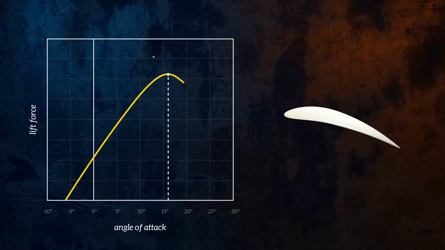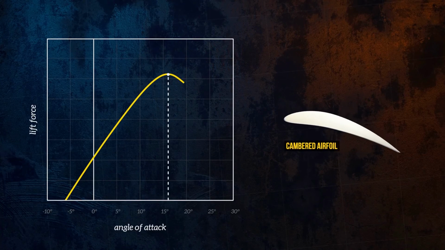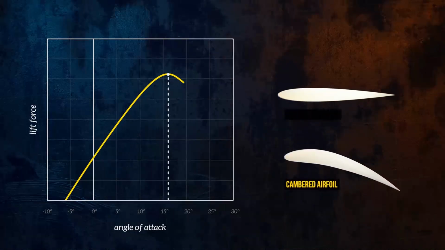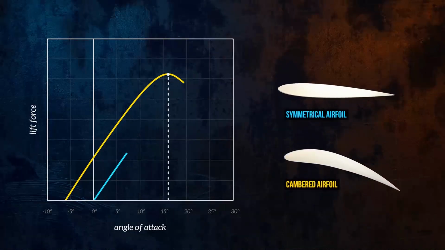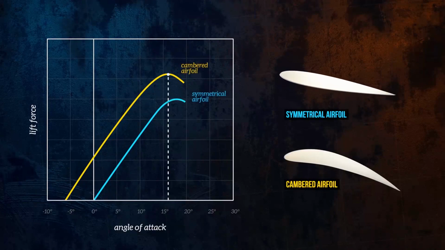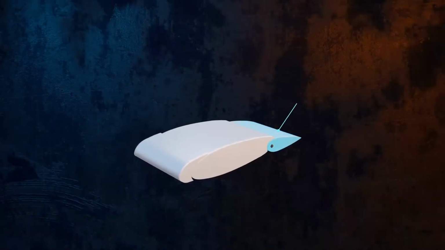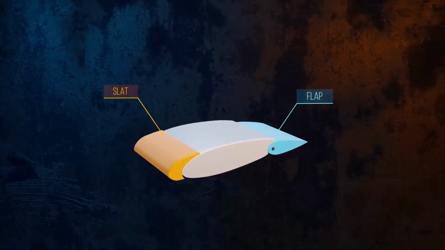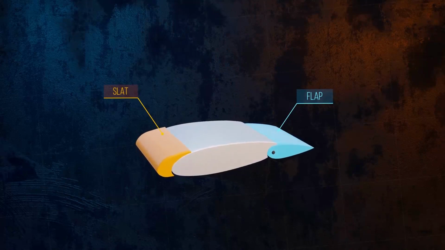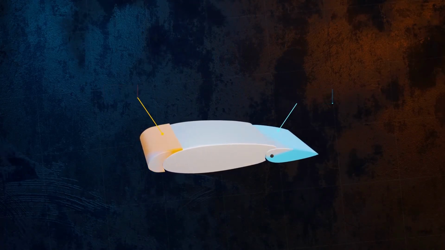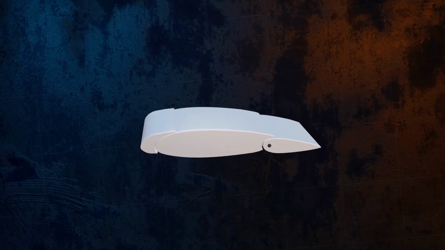Different airfoil shapes can have drastically different lift characteristics. This airfoil is cambered. If an airfoil is symmetrical and so has zero camber, the lift force will be zero for zero angle of attack. Modern aircraft wings are equipped with flaps and slats which allow the shape of the airfoil to be adjusted and optimized for the different phases of flight.